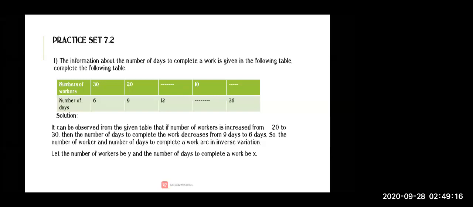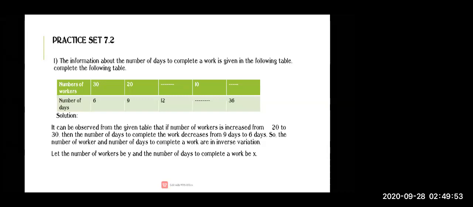You have to write which type of variation it is. So here it is which type of variation? It is inverse variation. How? Because when we observe the table, the number of workers is increasing from 20 to 30, and the number of days to complete the work is decreasing from 9 to 6. So the number of workers and the number of days are in which variation? It is inverse variation.